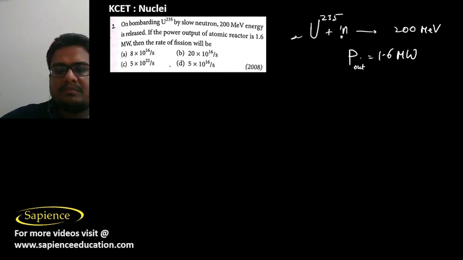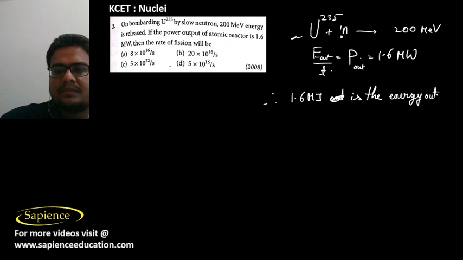So the power output means it is the energy output per unit time. Therefore, 1.6 megajoule of energy is released per second. So it means it is 1.6 into 10 power 6 joule per second.